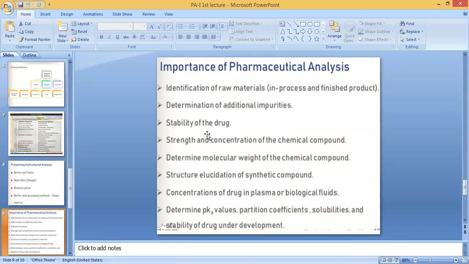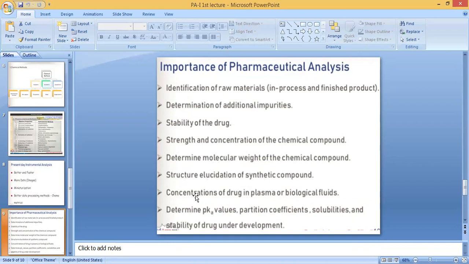Next, analysis plays a major role in determining the strength and concentration of chemical compounds by performing either the standardization procedure or the assay procedure. We can determine the strength as well as the percentage of the drug substance. Next, analysis also helps in determination of the molecular weight of the chemical compound. With the help of analysis, we can find out molecular weight, and we can find out the structural elucidation of synthetic compounds, that is which molecules or atoms are present in a given unknown sample.